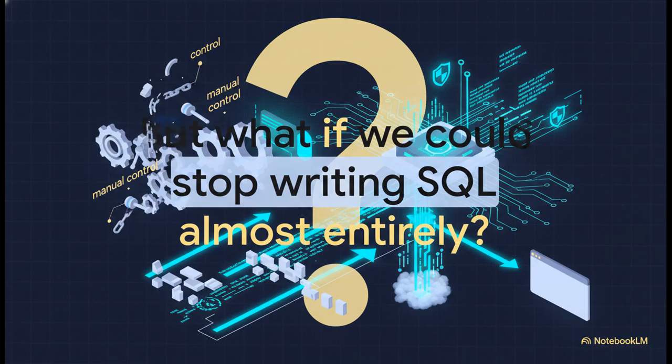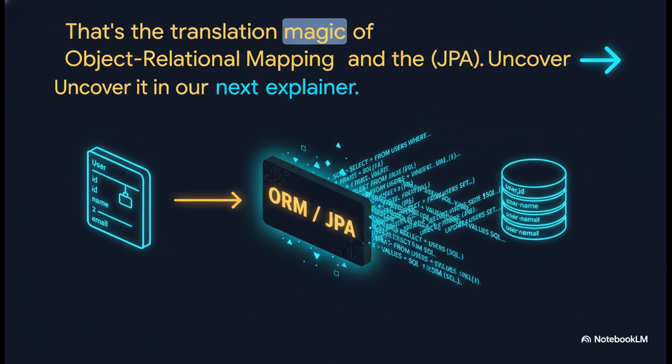So we've made a huge jump, right, from total manual control to this automated, productive world. We've cleaned up our code, we've made it safer, but we're still writing SQL. Which leads to one last, really interesting question. What if we could stop? What if we could stop writing SQL pretty much entirely? Now, that might sound a little like magic, but it is very, very real. It's the translation magic of something called Object Relational Mapping, or ORM, and the Jakarta Persistence API, JPA. And that is exactly what we are going to unpack in our next explainer.